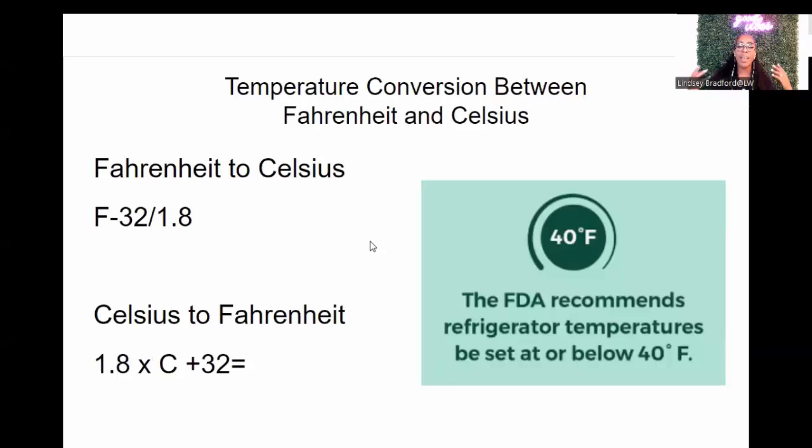And just always try to have in your mind that it's 24 hours in a day, and this is what we are doing to help these patients to make sure that they're getting all of their medication for that day of therapy. Temperature conversion.